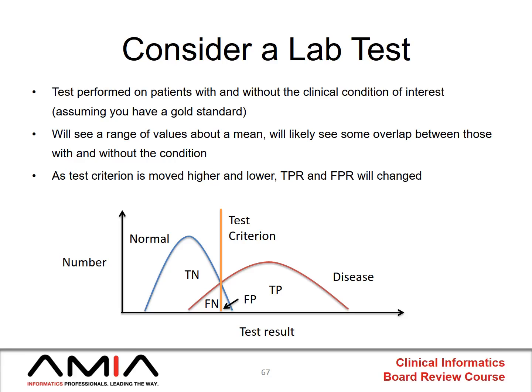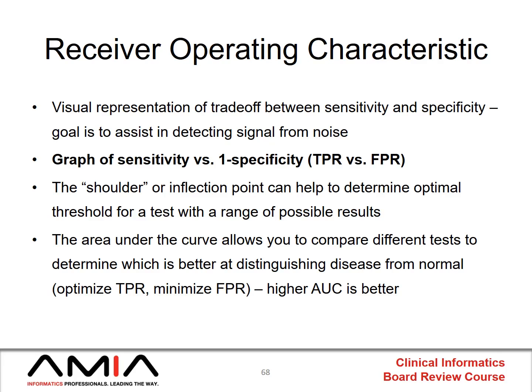If I wanted to understand in more detail that trade-off, I have to rely on a technique called the receiver operating characteristic curve. It's often abbreviated as the ROC curve, and we'll refer to it as the ROC curve. But it's a visual representation of the trade-off between sensitivity and specificity, and the goal of this is to assist you in detecting signal from noise. Basically, what you're graphing is on the y-axis, your sensitivity or your true positive rate. And on the x-axis, you're graphing your false positive rate, 1 minus specificity.